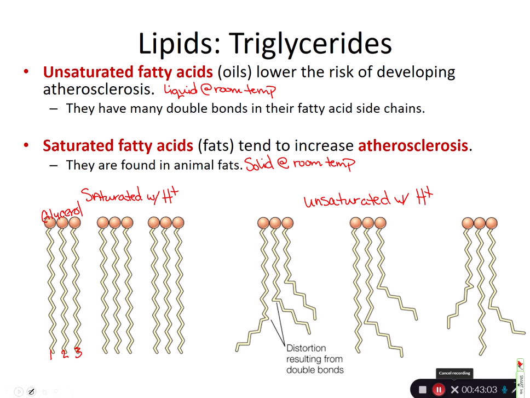Now, if you look at these molecules, because of the bend, you can't put them together quite as tightly as you can over here. That's why these are a liquid at room temperature, right? They're a little more flowy because you can't put them together quite as tight, okay? So that's chemically the difference between a saturated fat versus an unsaturated fat, okay?